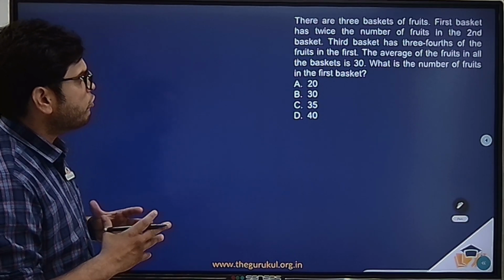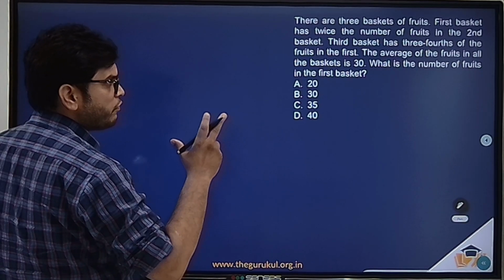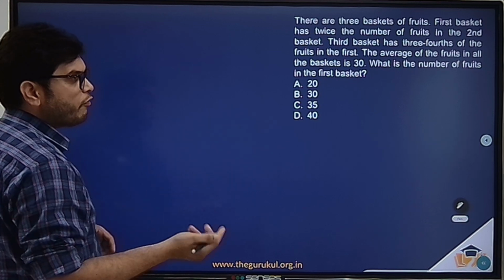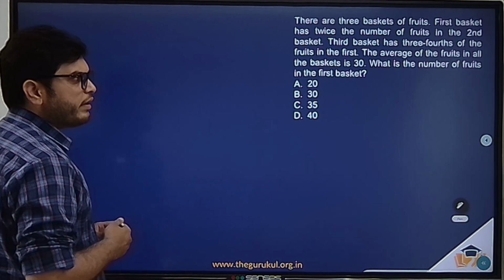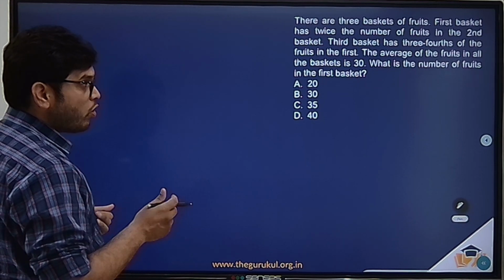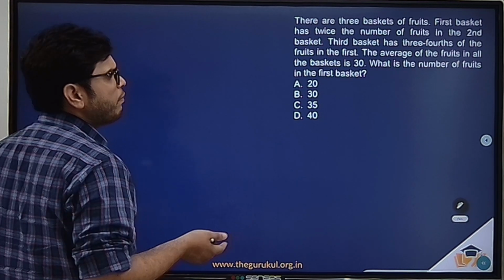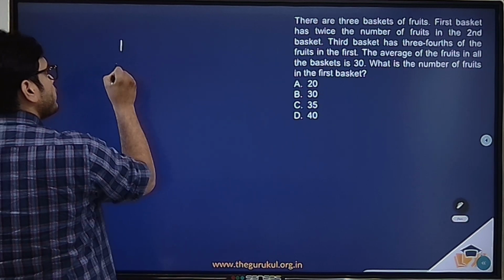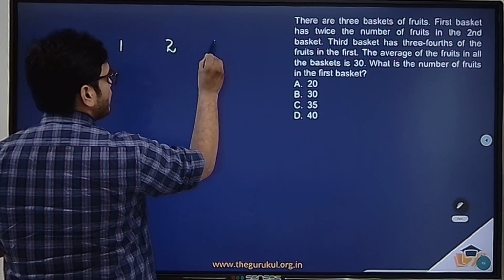Now coming to the first question, there are three baskets of fruits. First basket has twice the number of fruits in the second basket. Third basket has 3/4 of the fruits in the first. The average of the fruits in all the baskets is 30. What is the number of fruits in the first basket? So let this be first basket, second, and third.